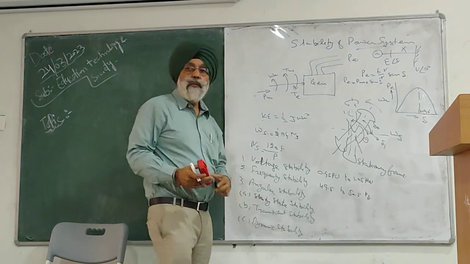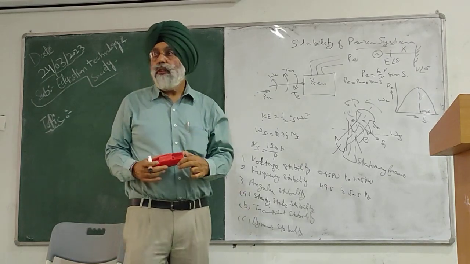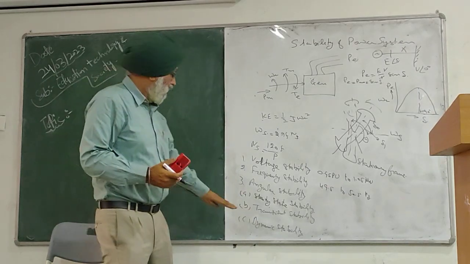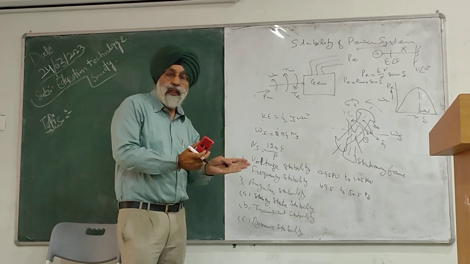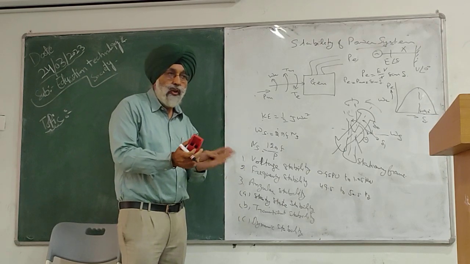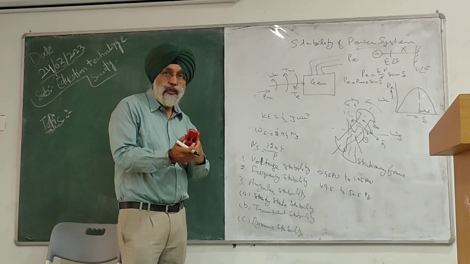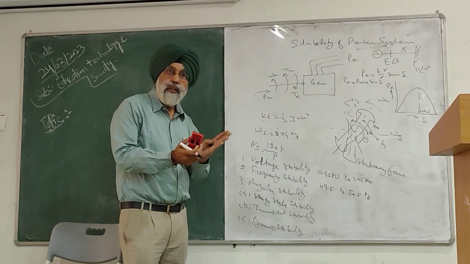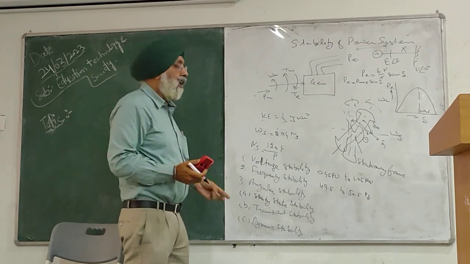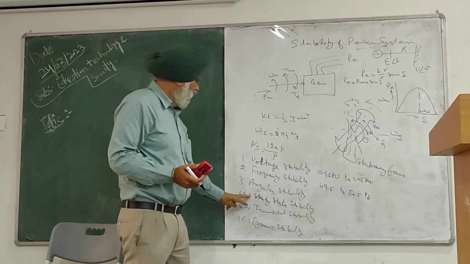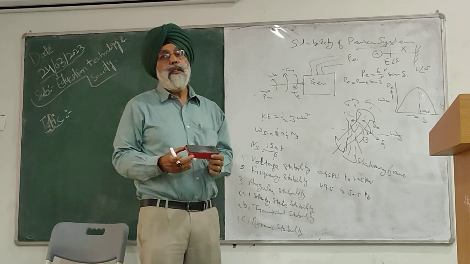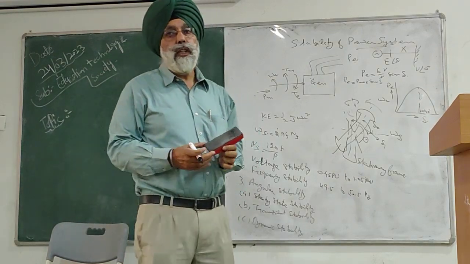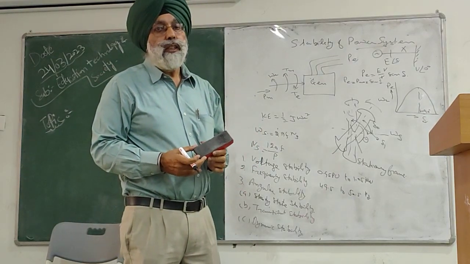So dynamic stability means a small disturbance in the rotor, due to which the rotor is vibrating. That type of stability is known as dynamic stability. The two types of stability we are going to study in this chapter are steady state stability and transient stability.